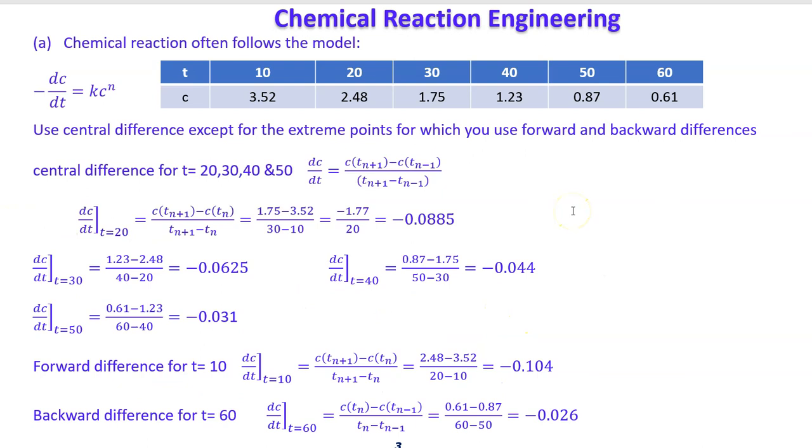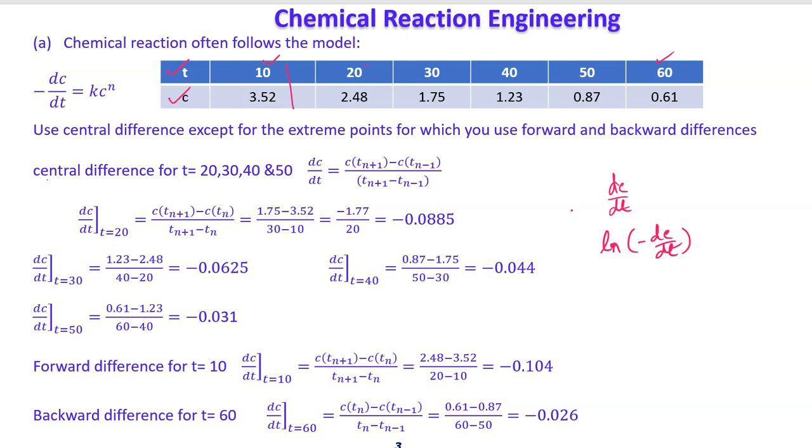Now here you can see the t data and C data are given. Here we will use central difference except for the extreme points, for which we use forward and backward difference. For this data we have to find out dC_A by dt, so ultimately we have to find ln of minus dC_A by dt. For the first data point we can use forward difference, for the last data point we will use backward difference, and in the middle of the data, 20, 30, 40, 50, we will use central difference.